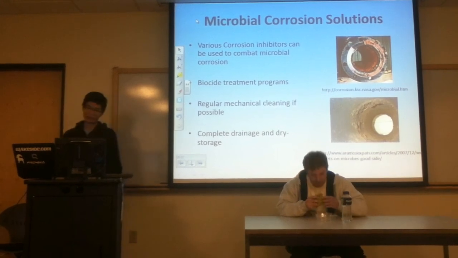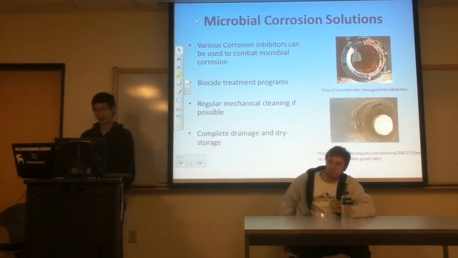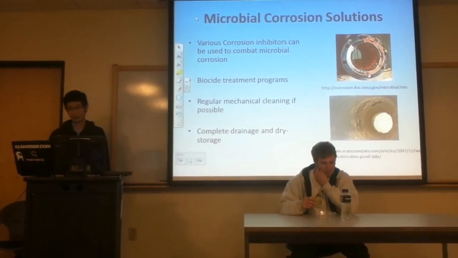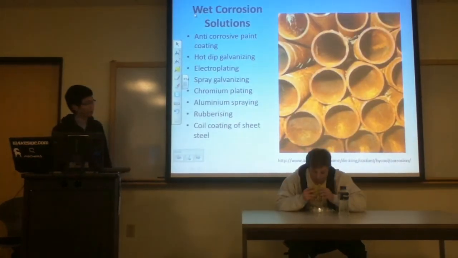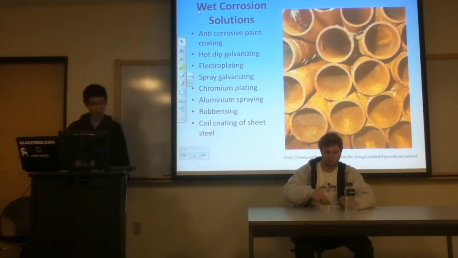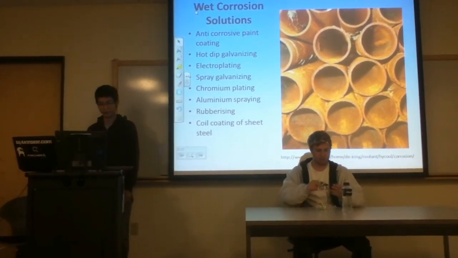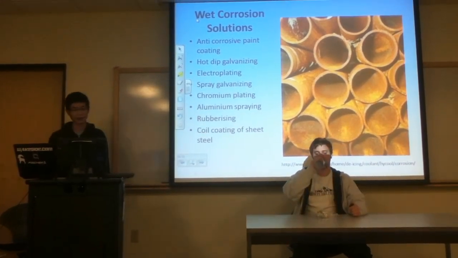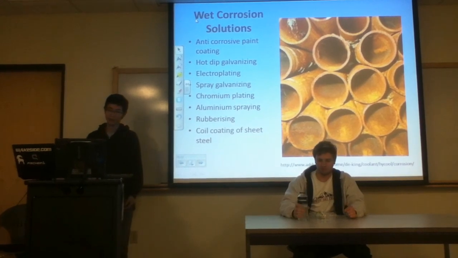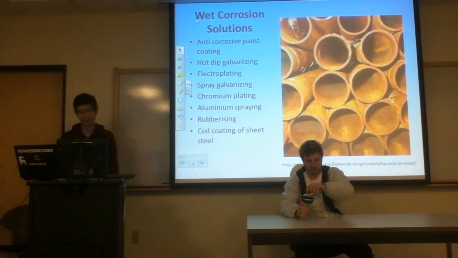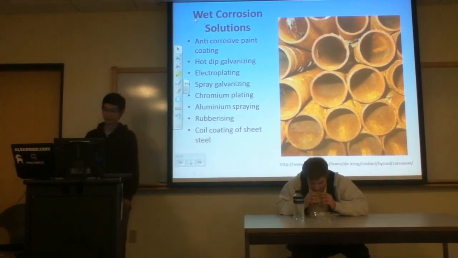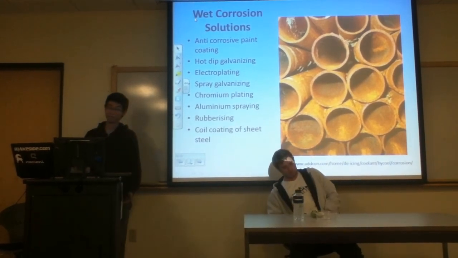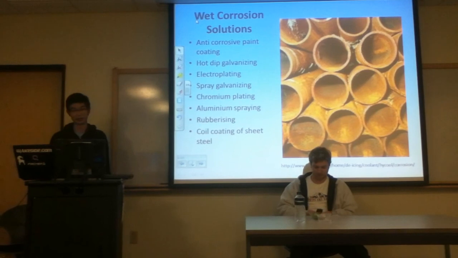The third way is easier. It's just a regular mechanical clean. And the fourth way is proper drainage and dry storage. And there are more ways to solve this problem, such as anti-corrosive paint coating, hot dip galvanizing, electroplating, spray galvanizing, cadmium plating, aluminum spray, rubberizing, and coil coating of sheet steel.